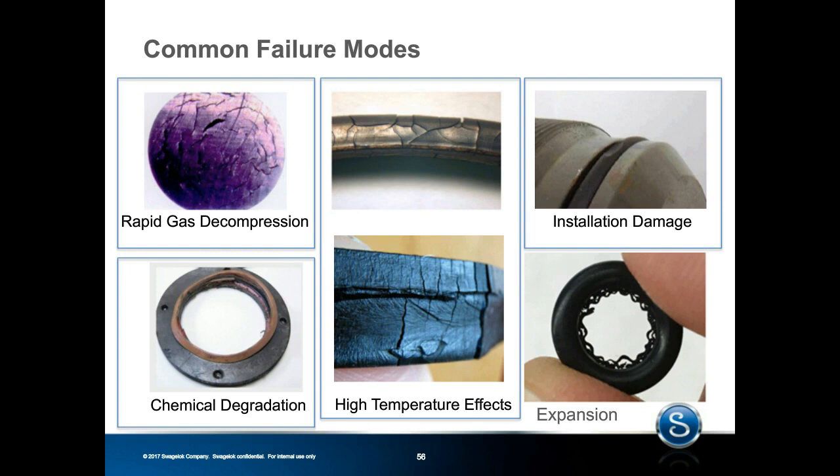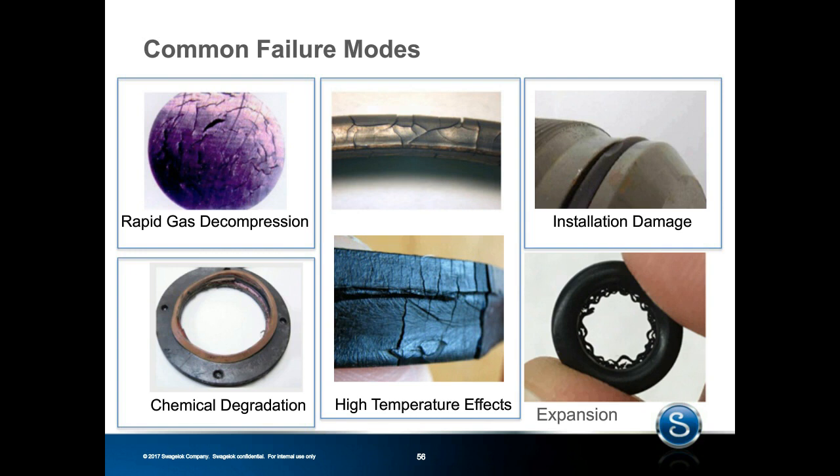Typically, when a seal material has seen high temperature effects, it will look cracked and brittle, which is often very different, not always the case, but often very different than a seal that has been exposed to a chemical that's caused degradation. Typically, those seals will be swollen, and will appear sticky and gummy. So for the most part, the appearance of a seal that's seen chemical degradation is very different versus high temperature.